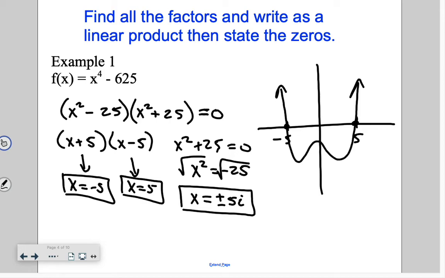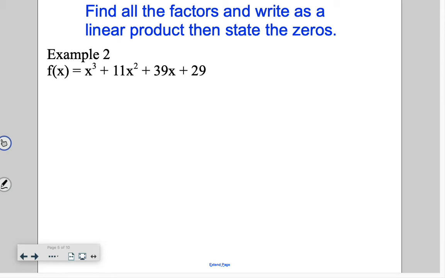Okay. Questions on that? Like I said, this is where we're starting to put this together. Shape of the graph. Finding the zeros. Now we've got some imaginary ones. We talked about factoring. We talked about synthetic and long division. That'll come into play here shortly, but not yet. All right, let's go to example 2.